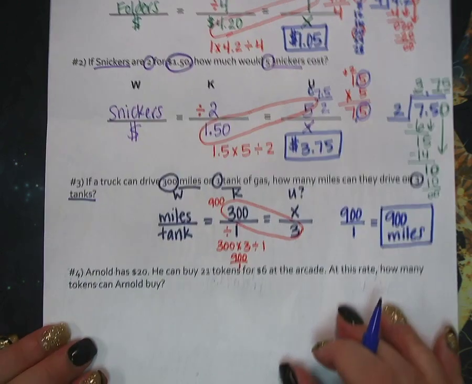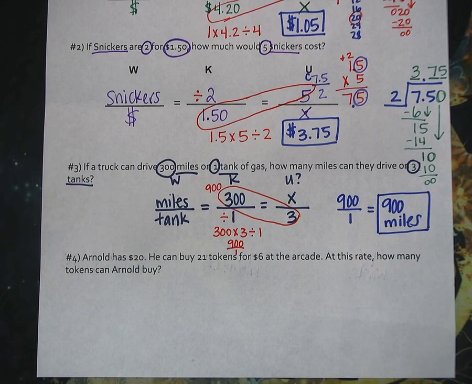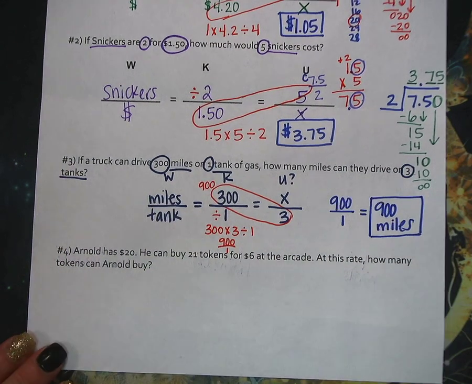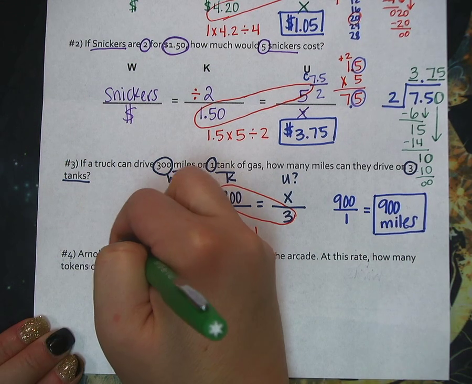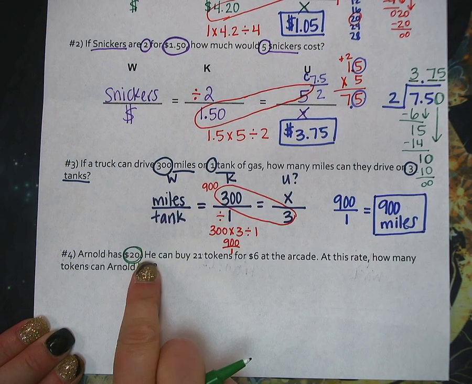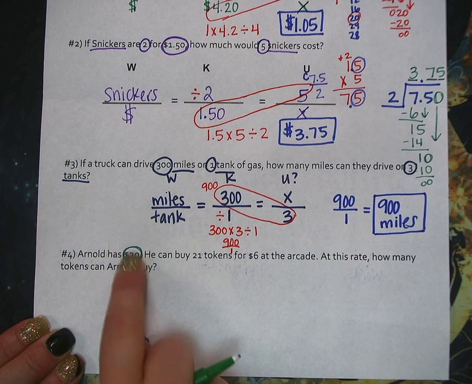Okay, last example. Arnold has $20. He can buy 21 tokens for $6 at the arcade. At this rate, how many tokens can Arnold buy? So again, we're going to break down our problem. We're going to find our numbers. And I can see, okay, I have $20 that's by itself, right? There's a period, so that's by itself.